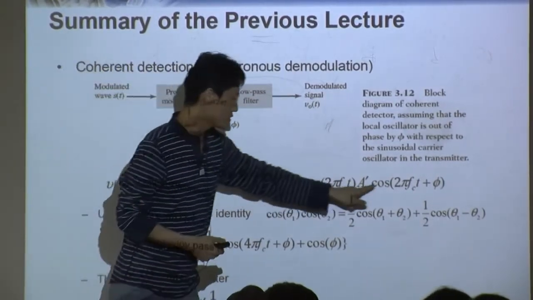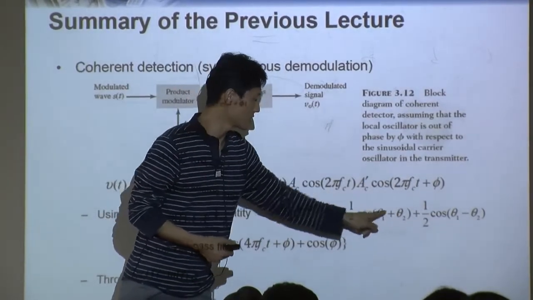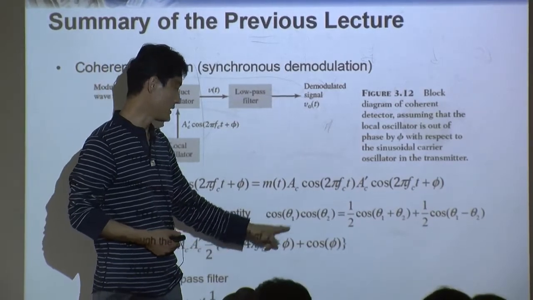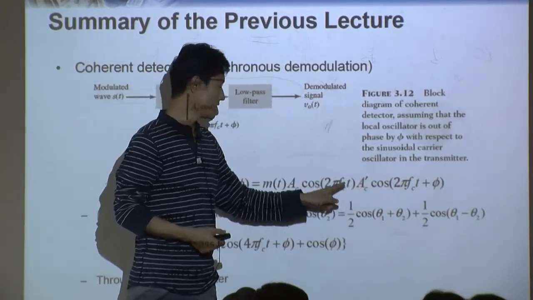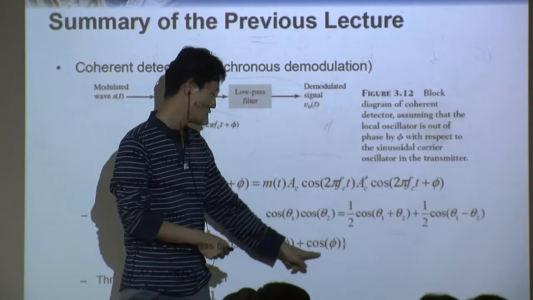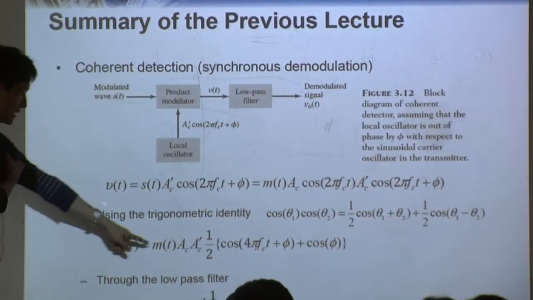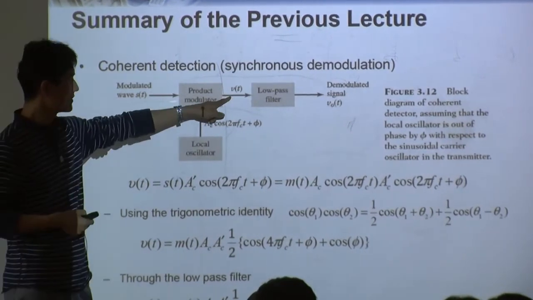Now you are adding these two components, theta 1 and theta 2, and you get 2 phi fct plus phi, and using this one minus this becomes only phi. So you have a phi component. That's why you have this. Again, this is still Vt right here.